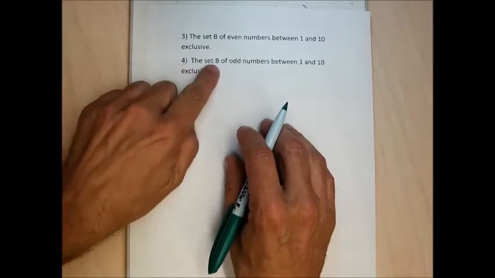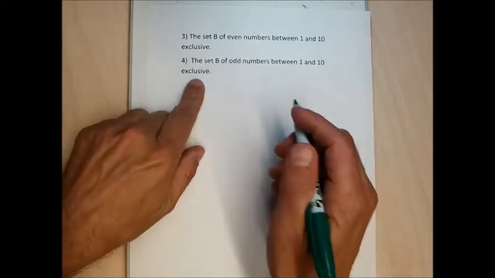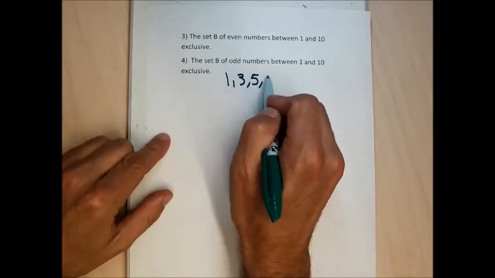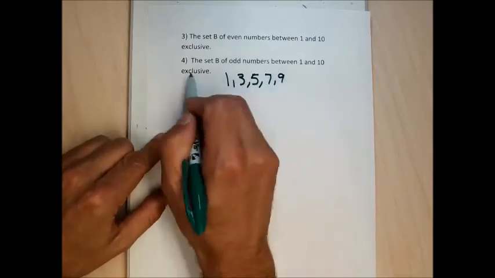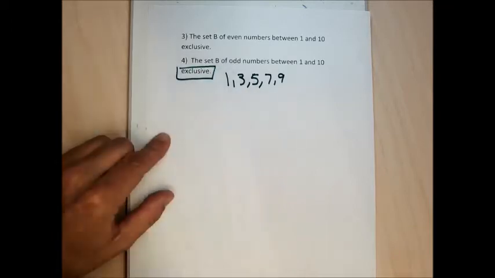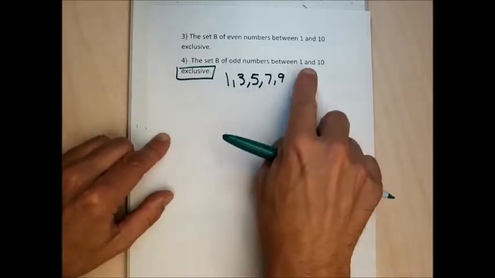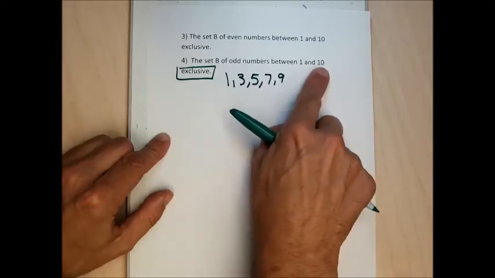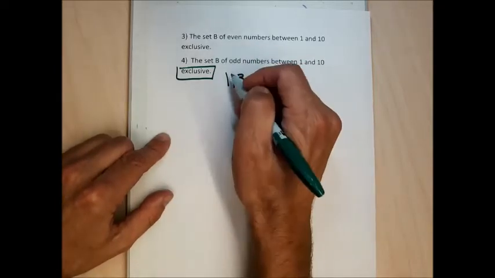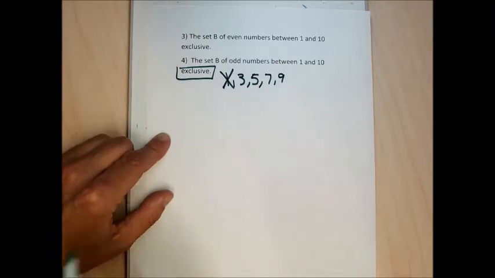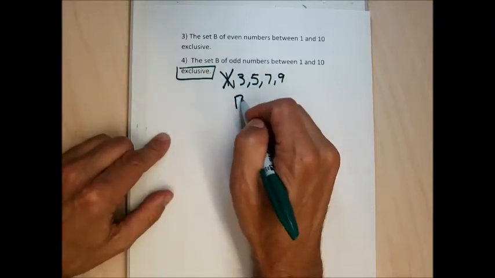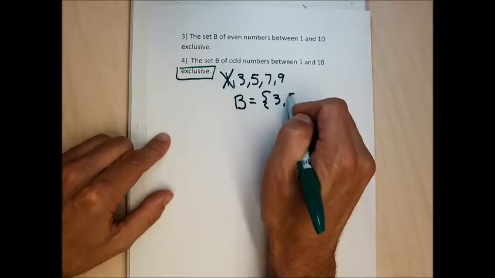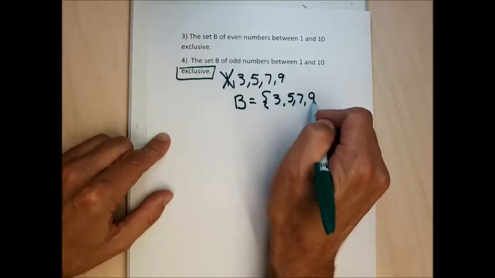4. B is a set of odd numbers between 1 and 10 exclusive. The odd numbers between 1 and 10 are 1, 3, 5, 7, and 9. Because 4 has the word exclusive, I'm going to exclude the 1 and the 10. The 10 isn't an odd number, so it excluded itself because it's even. The 1 gets excluded because of the exclusive word. My answer to part B is going to be the set that contains the numbers 3, 5, 7, and 9.